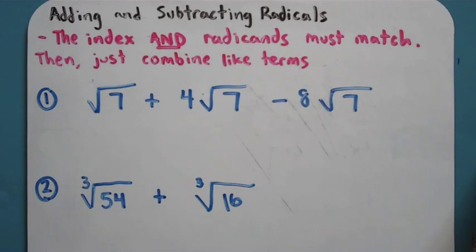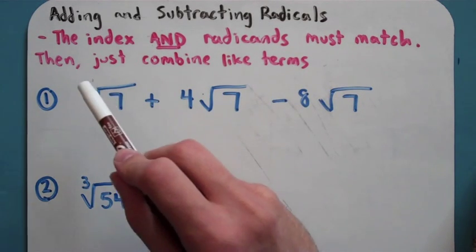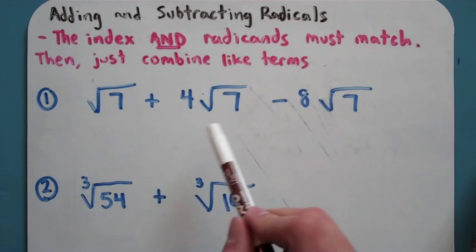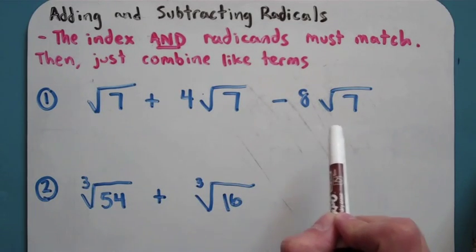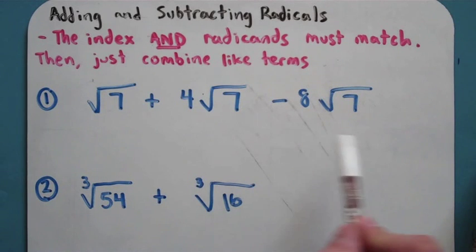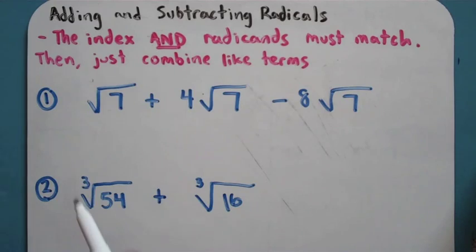So notice in this first example here, this is really index 2. It's a square root, index 2, index 2. That's good. And then we have 7, 7, 7. So they all match. That means we can go ahead and combine like terms.